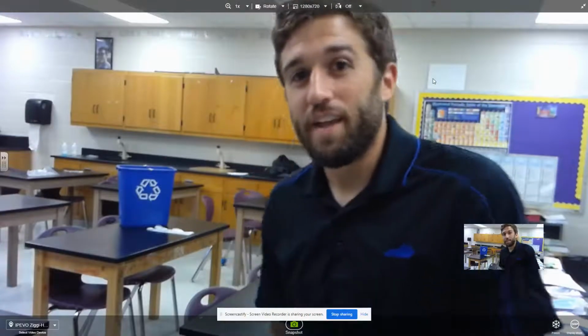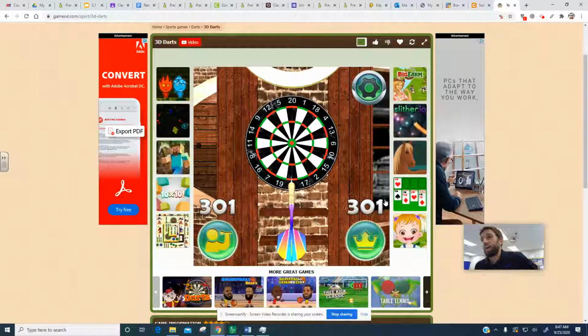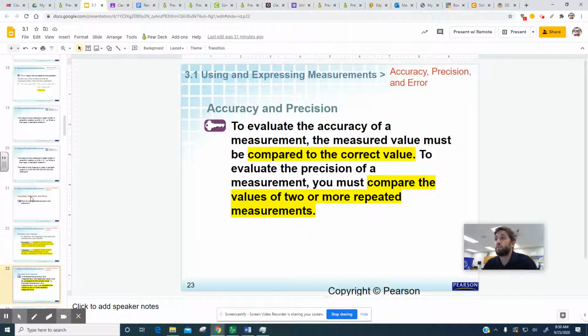So clearly, I was not very accurate. To evaluate the accuracy of a measurement, the measured value must be compared to the correct value. To evaluate the precision of a measurement, you must compare the values of 2 or more repeated measurements. So to compare precision, you have to have at least 2 things to compare it to. And really having 2 is not that good. You need to have multiple. It's kind of like stats. You need to have many different trials of something to consider it precise in terms of a lab and stuff like that.